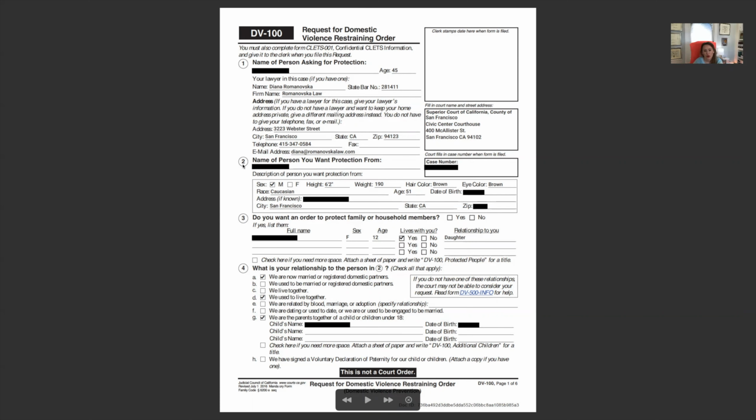So number 2, who do you want to be protected from? And then you type the name in number 2, the perpetrator's name. You see on the right side, you can see Superior Court of California, and then county. It would be your county where you are residing or where the abuse is happening. Could be San Francisco, could be San Mateo. So you got to look up the address of the court. Don't just copy this address.